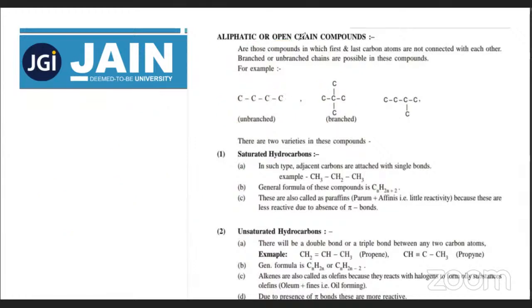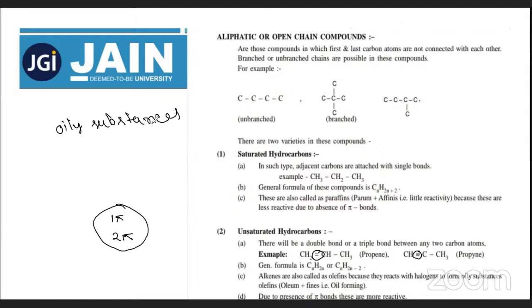Next, unsaturated hydrocarbons have a double bond or a triple bond. A double bond means they have 1 pi bond, and a triple bond means they have 2 pi bonds. If you have pi electrons, the compound becomes more reactive. They are known as olefins because they form oil-forming compounds; they form oily substances.